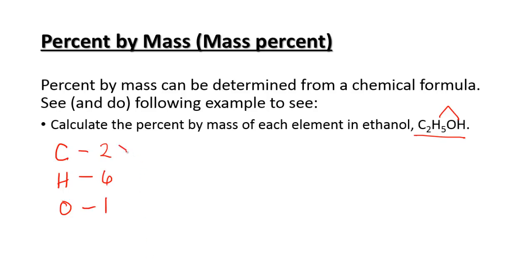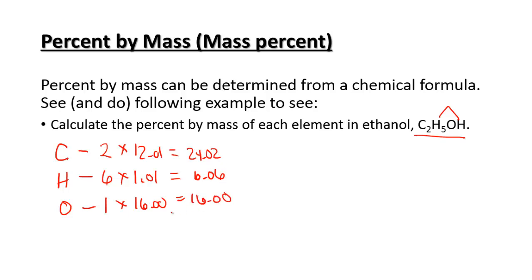Now multiply them by their mass: 12.01, 1.01, 16.00. And you end up with numbers of 24.02, 6.06, and 16. Now if we add those masses downward like this, we get the molar mass of the compound. You get 46.08 is the mass of the whole overall thing.